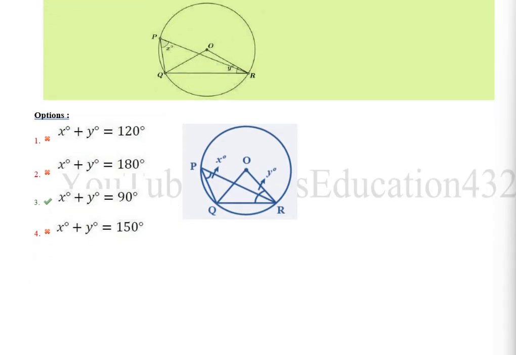This is somewhat lengthy to solve, right? But I am not giving the complete answer here. They ask for 1 mark. The answer is x plus y is equal to 90. So here we have to understand a few things to solve.